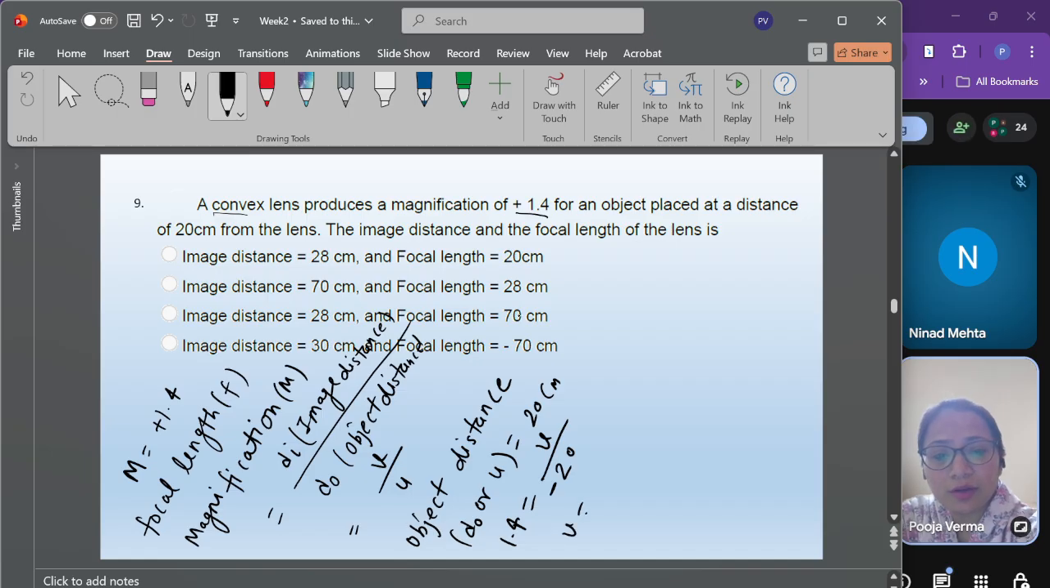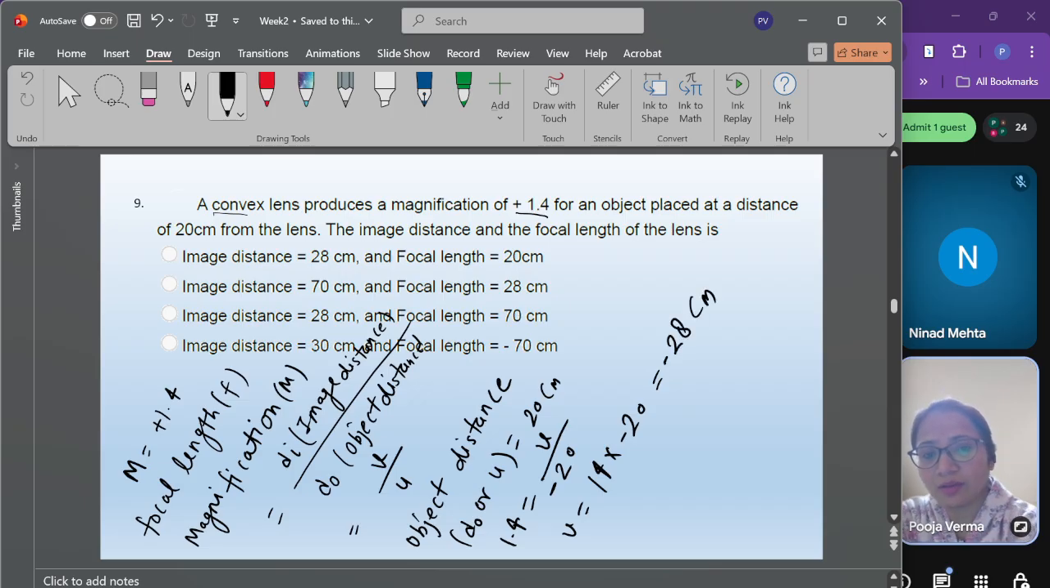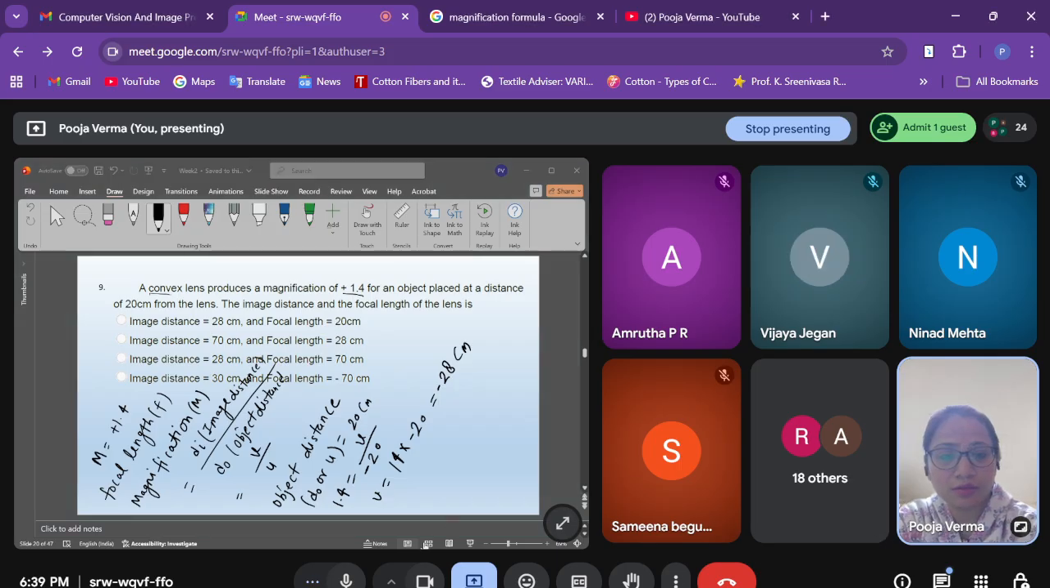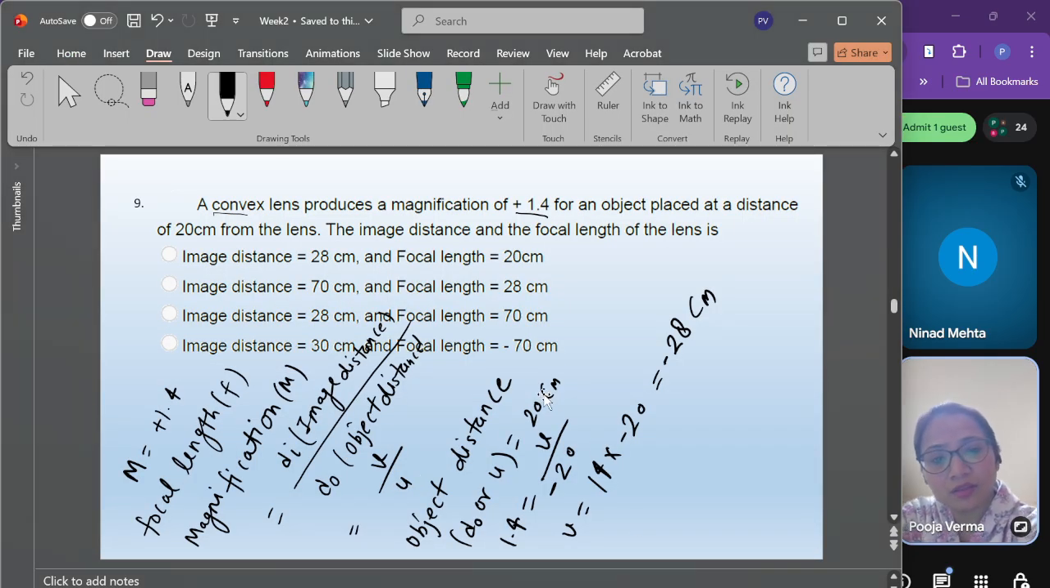So if you calculate, here you will get 1.4 into minus 20, so you will get minus 28 centimeter for v. Okay, so it is a convex lens. Just see whether it is on the opposite side or the same side from the lens. Here we are taking the minus sign because it is on the opposite side of the light propagation.